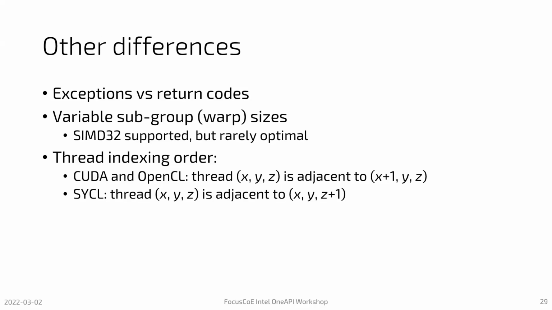Another thing that bit us several times when doing the manual porting of the kernels is the thread ordering, because in CUDA and OpenCL, the first dimension, if you have a multi-dimensional grid, is the fastest changing. In SYCL, on the other hand, it's the last dimension. So if you have a multi-dimensional grid and some, say, warp level operations, subgroup level shuffles, etc., then this is something you need to always keep in mind.